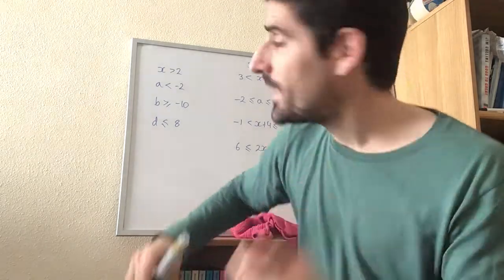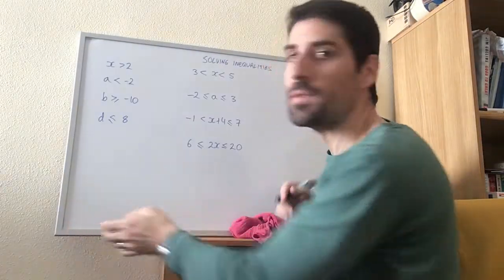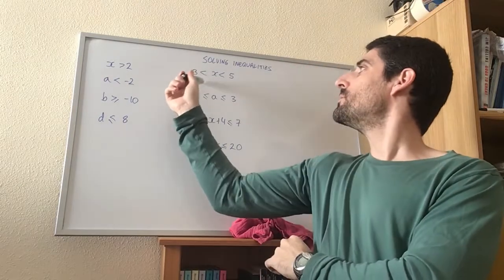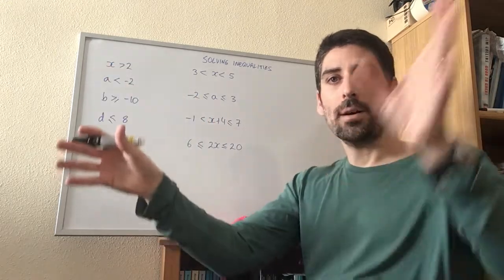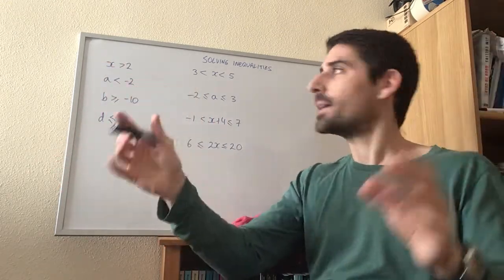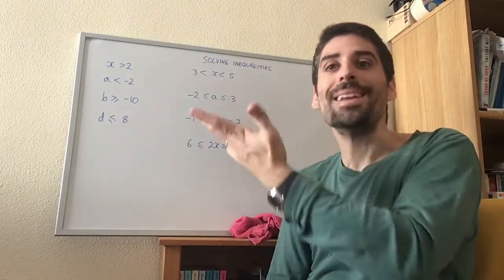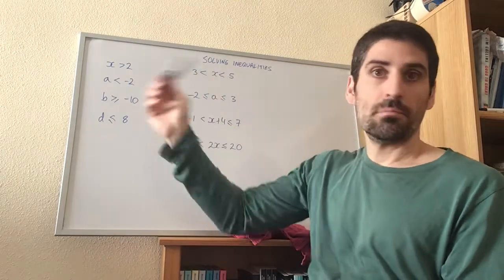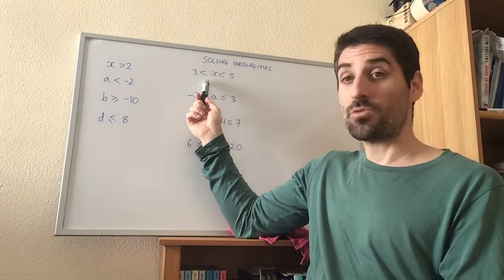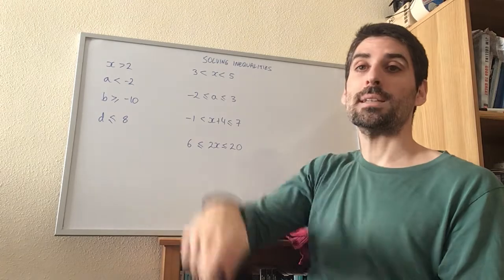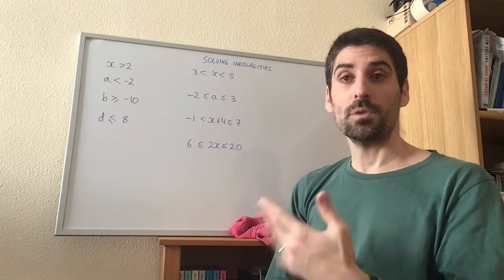Now, here, a little bit more complicated. We call these two-sided inequalities, because we've got an inequality on either side of the variable there. So how do I read these? In plain English, what does that mean? As you know, we read left to right, so 3 is strictly less than x, which is strictly less than 5.